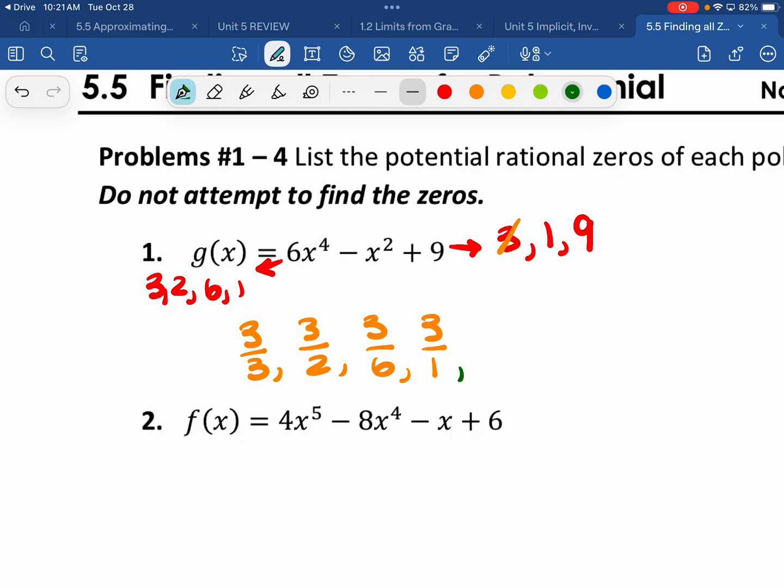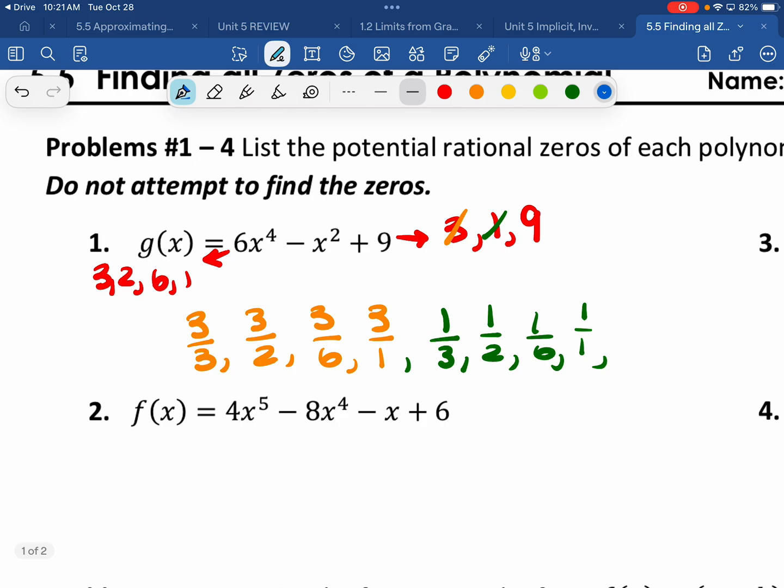Now, we're going to do 1. We've got 1 over 3, 1 over 2, 1 over 6, 1 over 1. Now we've done 1. And now we have to do 9. 9 over 3, 9 over 2, 9 over 6, 9 over 1.